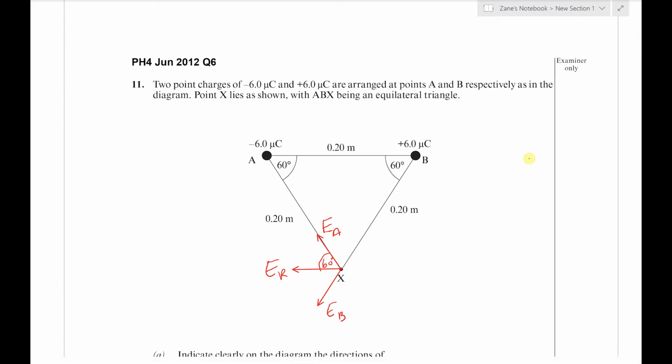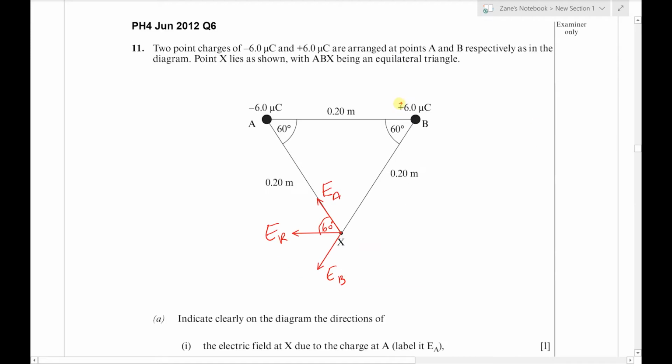This was question 6 from June 2012's Unit 4, and it's a question about resultant electric fields, which is still in Unit 4. So what we've got is 2 point charges of -6 and +6 microcoulombs arranged at points A and B. There's a third point X, making ABX into an equilateral triangle.